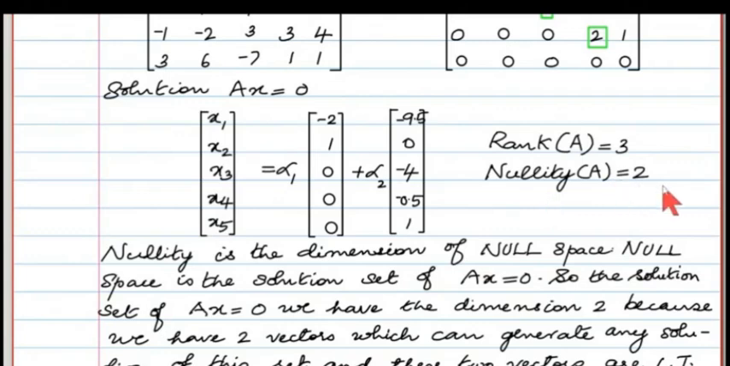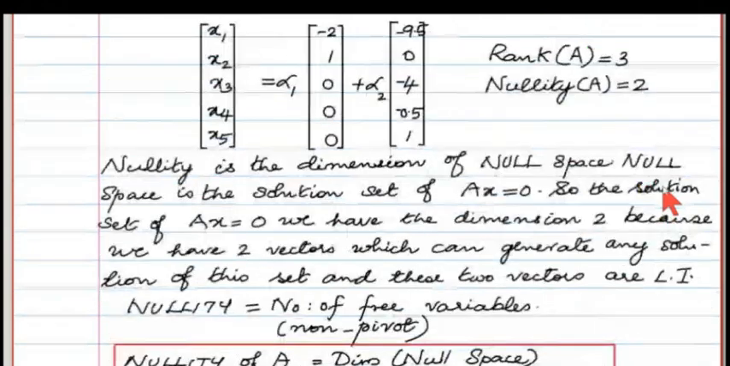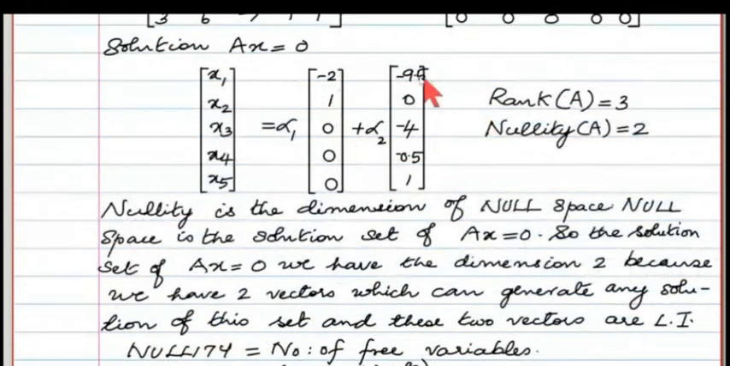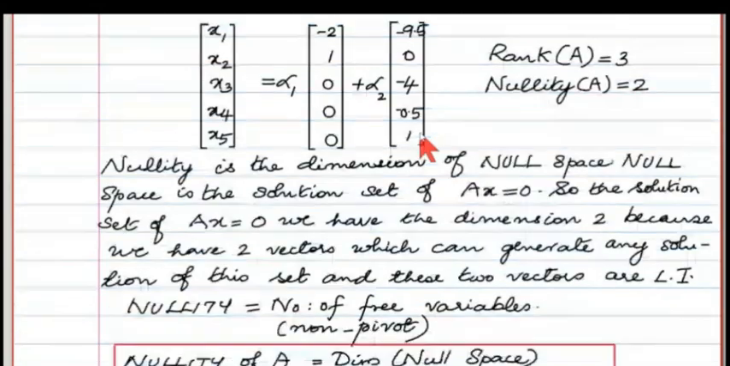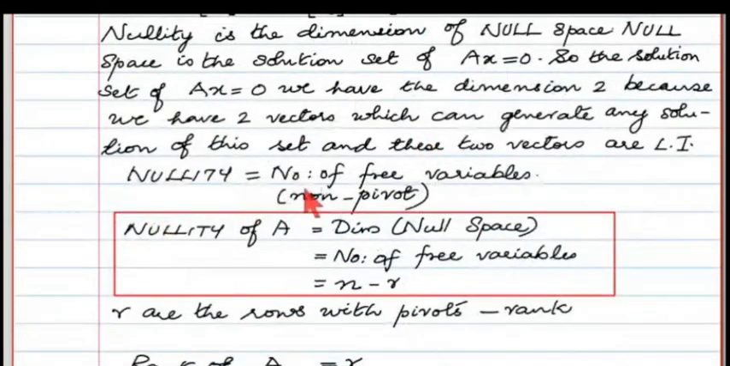Null space is the solution set of the system. So for the solution set of Ax equal to 0, the dimension is 2, because we have two vectors which can generate any solution of this set, and these two vectors are linearly independent. And also we can see that the nullity equals the number of free variables.